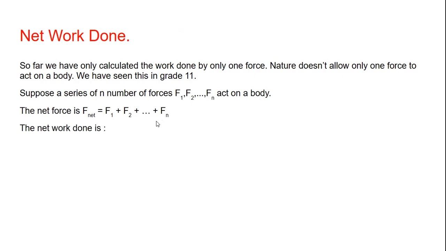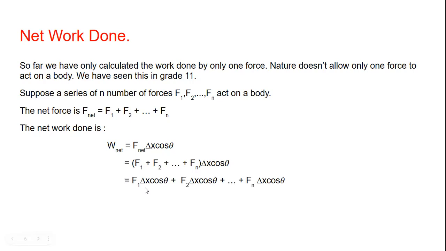okay? And the net work done is given by W net is equal to F net delta x times cos theta. And if we substitute our F net, we get this expression, F1 plus F2 plus all the way to Fn times delta x times cos theta. And if we distribute the delta x cos theta inside the brackets, we will get this expression where we have F1 delta x cos theta plus F2 delta x cos theta plus Fn delta x cos theta. And this is equal to W1 plus W2 all the way to Wn using this formula.